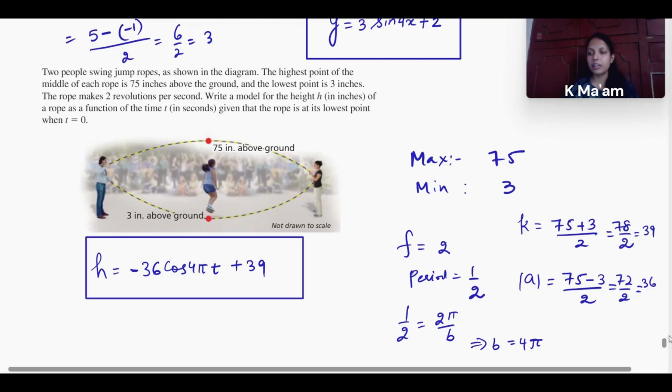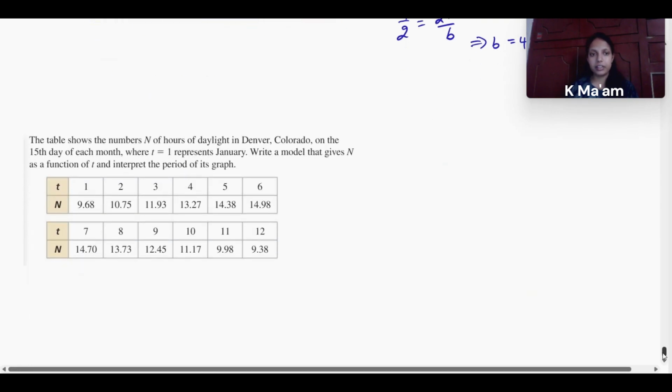Okay. Next, the table shows the number n of hours of daylight in Denver, Colorado on the fifth day of each month, where t equals 1 represents January. Write a model that gives n as a function of t, and interpret the period of its graph. So its values are given. We have to find an approximate sinusoidal function. It may be sine or cosine.